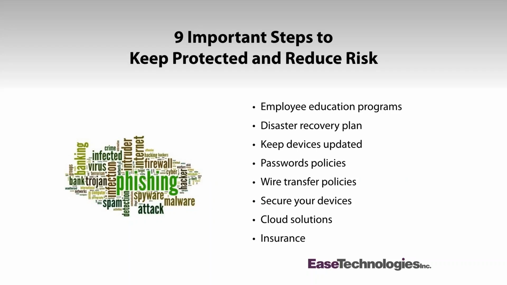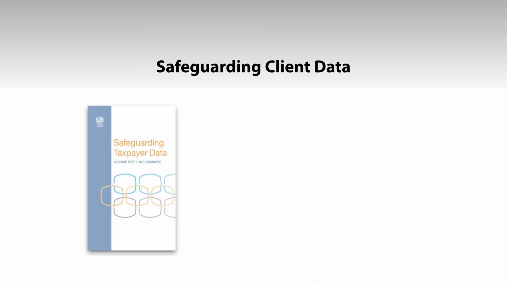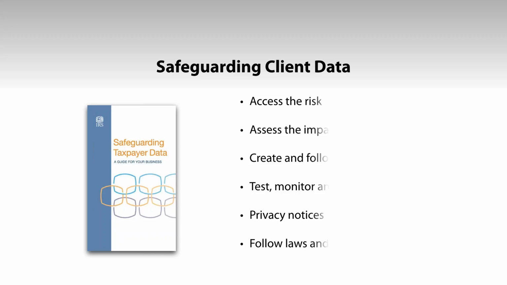And also another way to reduce risk, as mentioned, is looking at insurance options for yourself. I want to mention a particular document, and hopefully you've seen this in your control panel. It's called Safeguarding Taxpayer Data. I know many of the folks on the webinar today are accountants. This was released last October by the IRS. It's an updated document.